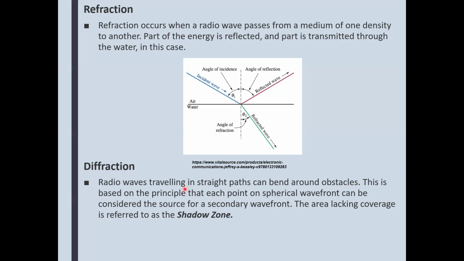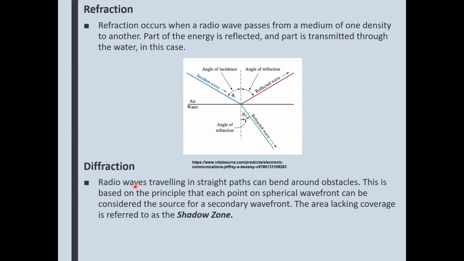This is based on the principle that each point on a spherical wavefront can be considered as a source. That's physics, grade 12. A wave hits something, and that something that's being hit, we consider as a new source of transmission, the reflective point.